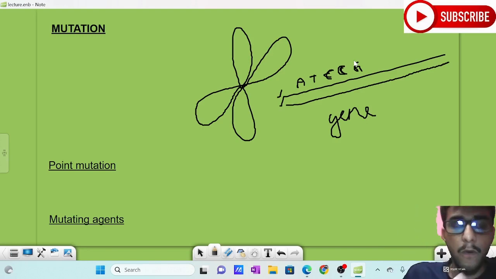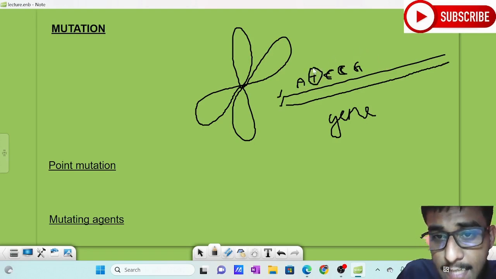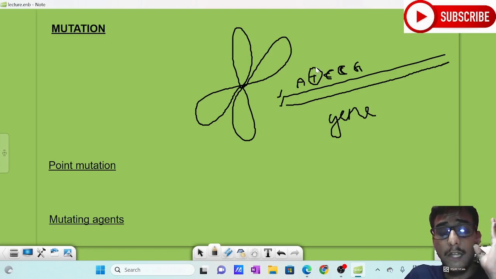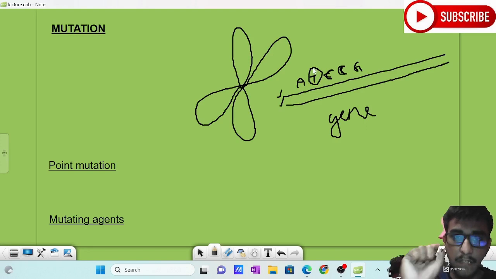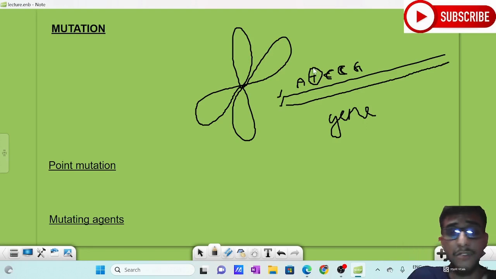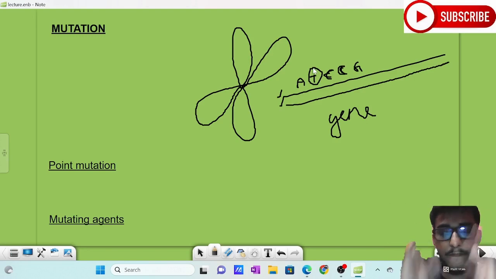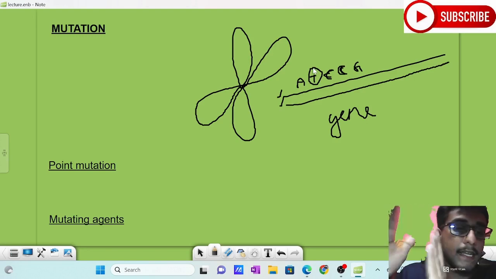We are dealing with point mutation. If there is a mutation in a specific site or a specific nitrogen base, then it is known as point mutation. A mutation which occurs in a specific site of the DNA is known as point mutation. These are the basic ideas of mutation. We will deal with it very clearly in the coming lectures.